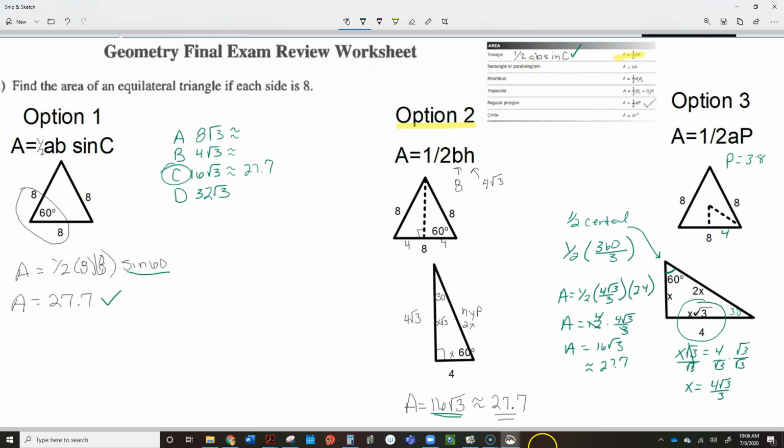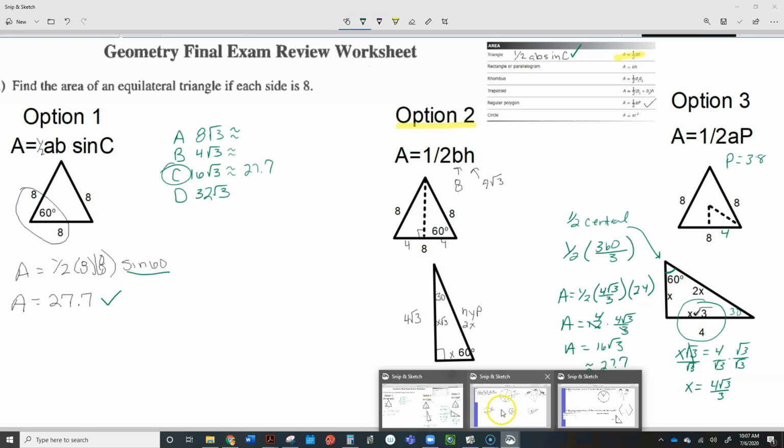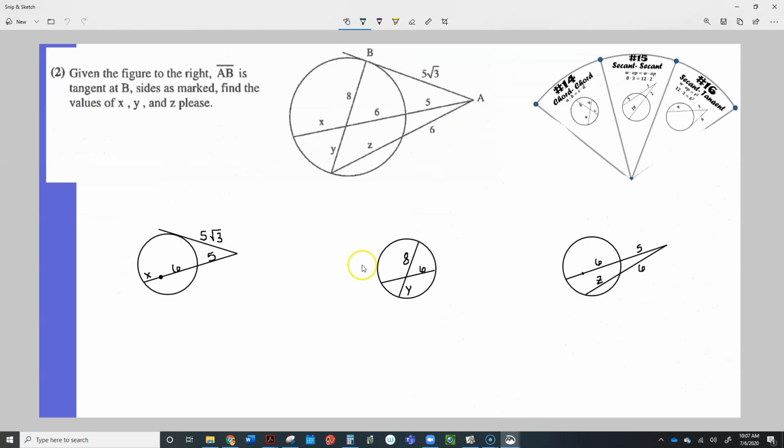That's what I would strongly suggest. Okay, let's see if we can find problem number 2. Problem number 2.